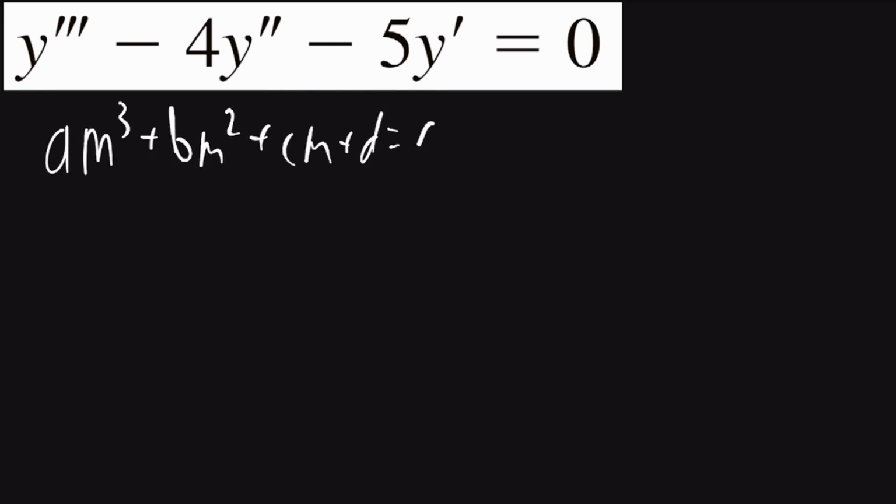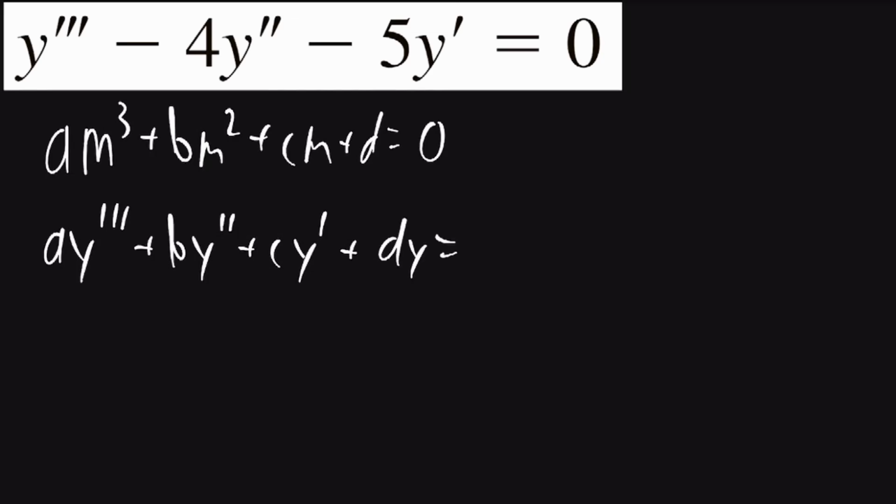For this problem, I'll find the auxiliary equation. It'll be in the form a times m cubed plus b times m squared plus c times m plus d is equal to 0. The differential equation will be in the form a times y triple prime plus b times y double prime plus c times y prime plus d times y is equal to 0.